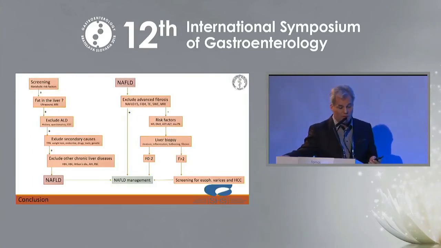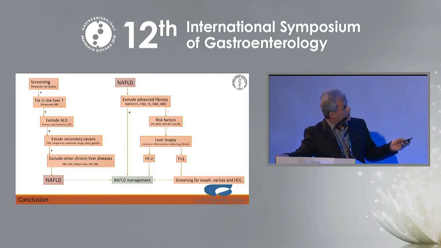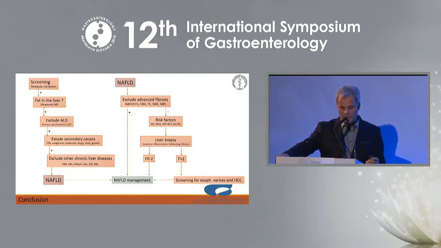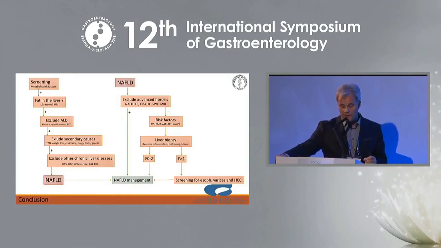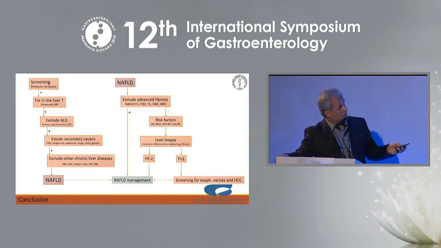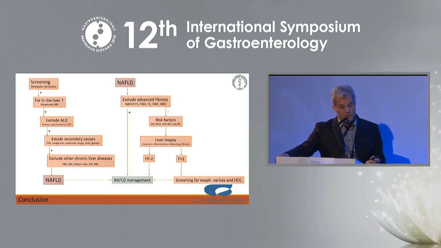Now, I have been asked to give an algorithm, so I would like to sum up with this slide. On the left side of the slide is the diagnosis of NAFLD. So we start with screening, we start with detection of fat in the liver, and then we have to exclude, of course, many conditions such as alcoholic liver disease, secondary causes of liver steatosis, and exclude chronic liver diseases. And once we have a diagnosis of NASH, of course, we should focus. We have heard how prevalent severe fibrosis is, so we should focus on every patient on excluding advanced fibrosis. And if the patient has risk factors and we cannot exclude advanced fibrosis, we may proceed to liver biopsy to confirm and to give the right management.